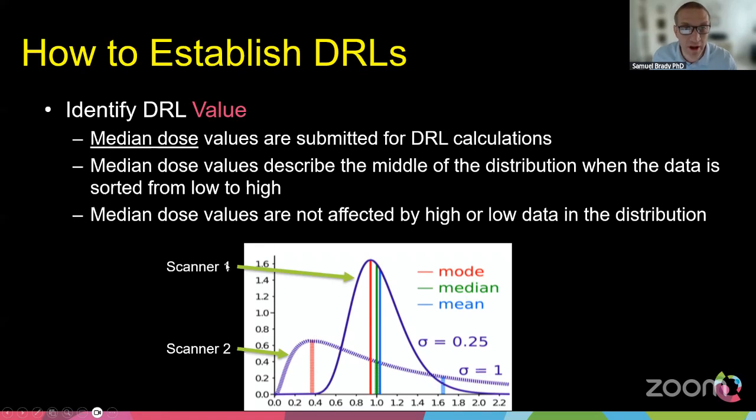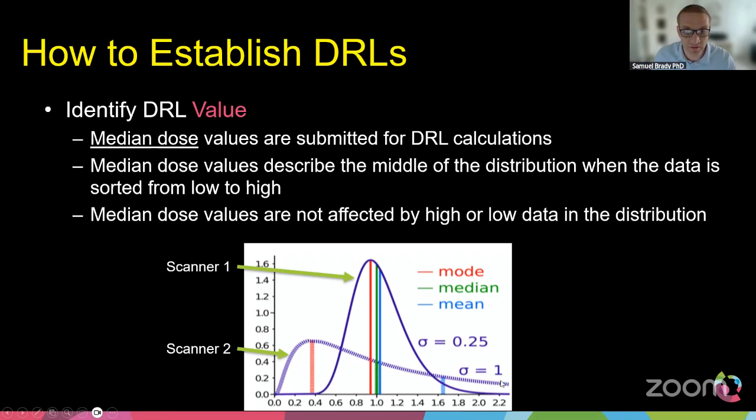If we were to compare the mode average of these two distributions, shown here in red, you can see that the mode for scanner 2 is different. The most frequent dose value for these two distributions is different based on the shape of their distribution. Similarly, if we look at the mean of these distributions, this blue value right here, which is the overall average of everything in that distribution, they are different, largely because scanner 2 has this really strong rightward skew.